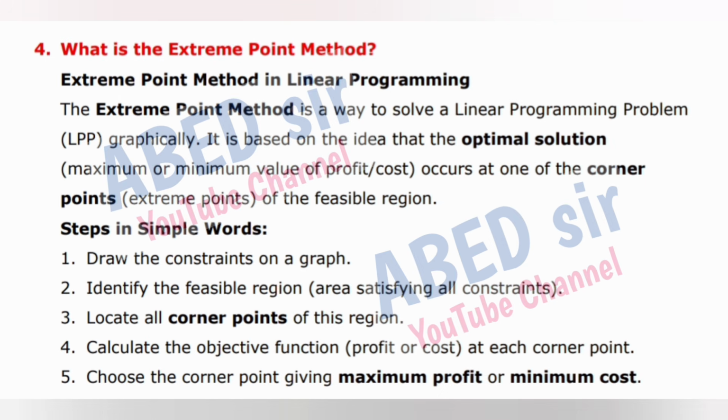Steps in simple words. 1. Draw the constraints on a graph. 2. Identify the feasible region, area satisfying all constraints. 3. Locate all corner points of this region. 4. Calculate the objective function, profit or cost, at each corner point. 5. Choose the corner point giving maximum profit or minimum cost.